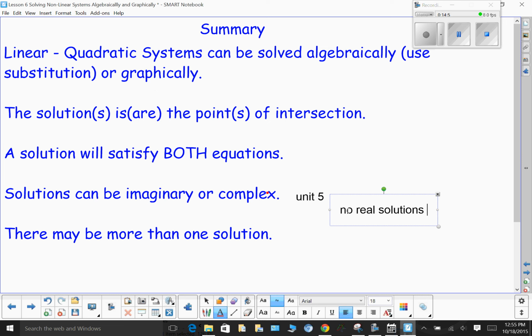Now, there may be more than one solution. If you've got a quadratic and a line, it can intersect in two different points. Two quadratics, those can intersect in multiple points. A quadratic and an absolute value could intersect in multiple points. If you're given the graph, you're just finding the point or points of intersection. That's it. Good luck.